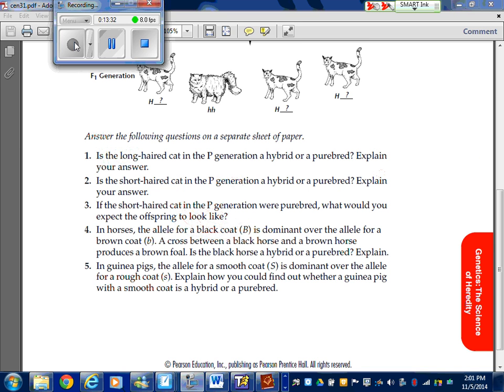The long-haired cat is purebred because you have to have purebred to get the recessive trait. The short-haired cat we know is hybrid because otherwise it couldn't pass on that recessive trait. If the short cat were purebred, what would you expect the offspring to look like? They'd have all short hair. And oh dear, now they've given us another one.